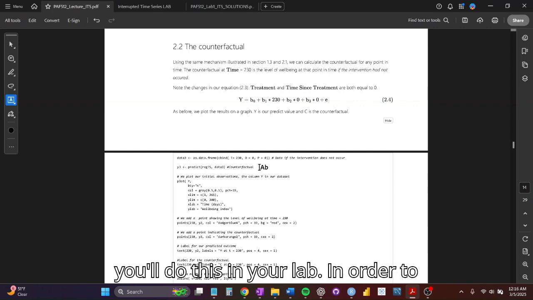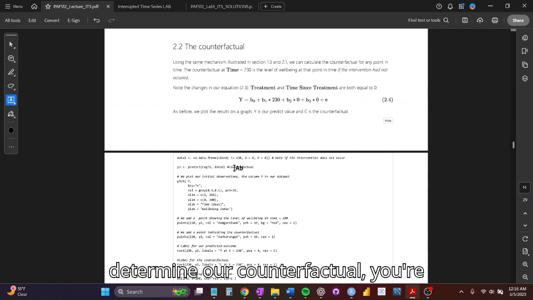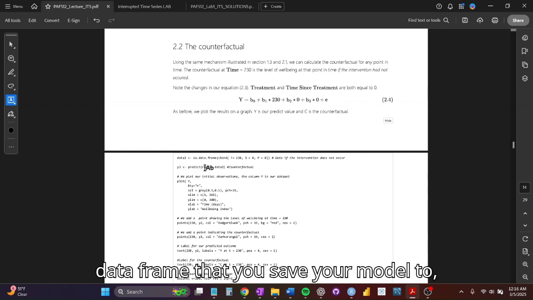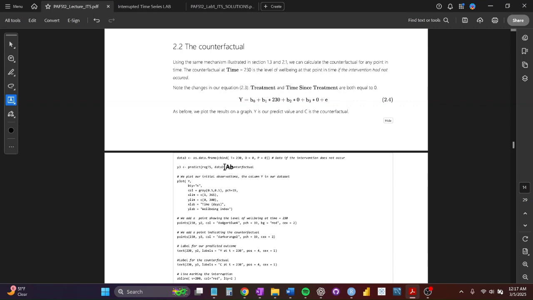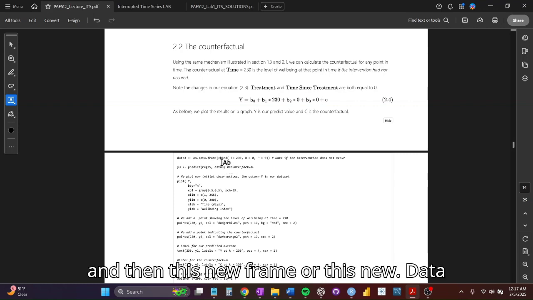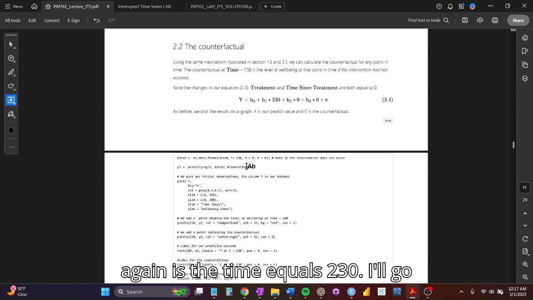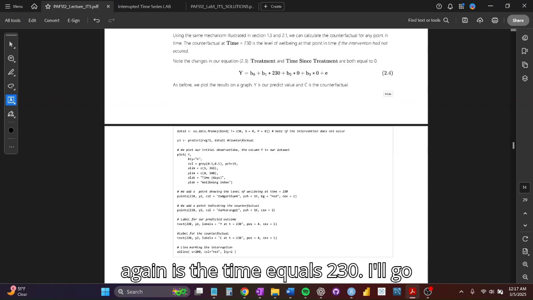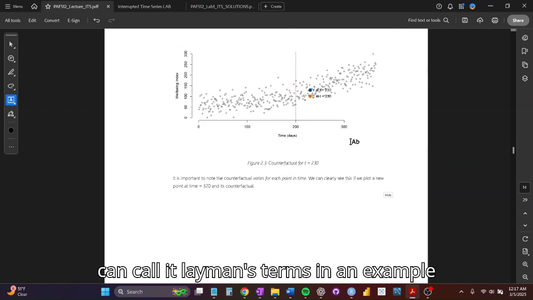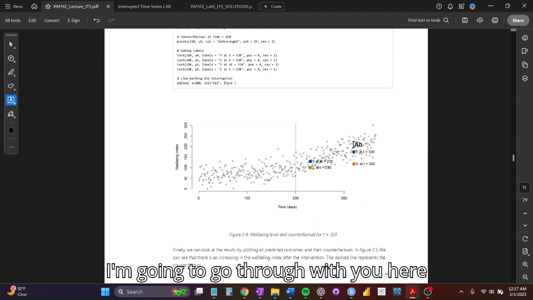Following this, and you'll do this in your lab, in order to determine our counterfactual, you're going to use the predict function, the data frame that you save your model to, and then this new data frame that you've created for the scenario of your counterfactual, which again is the time equals 230. I'll go over this a little bit more, in layman's terms, in an example I'm going to go through with you here shortly.